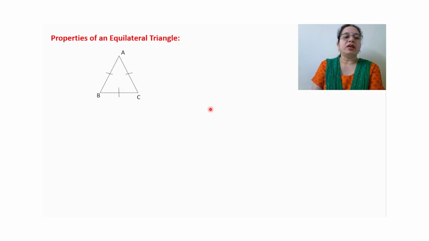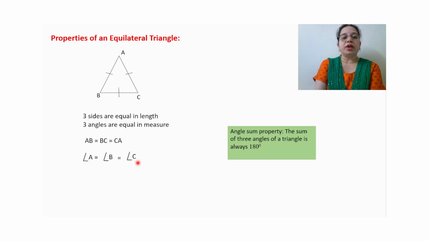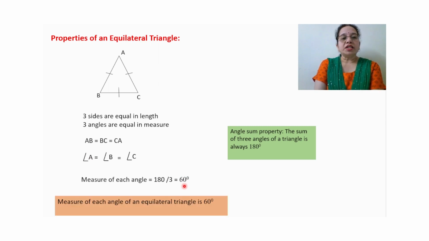Properties of an equilateral triangle. This is an equilateral triangle. All the three sides are equal in length. It means the three angles will also be equal in measure. So AB is equal to BC is equal to CA. These are the three sides of a triangle, and these three angles, angle A, angle B and angle C, will be equal. We know the angle sum property: the sum of all the three angles of a triangle is 180 degrees. So the measure of each angle will be 180 divided by 3, because there are three angles, so 60 degrees. So what does it mean? The measure of each angle of an equilateral triangle is 60 degrees.